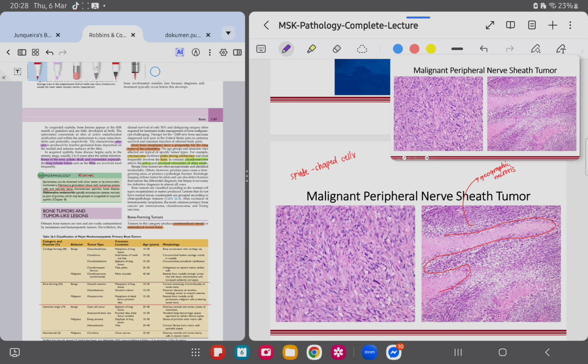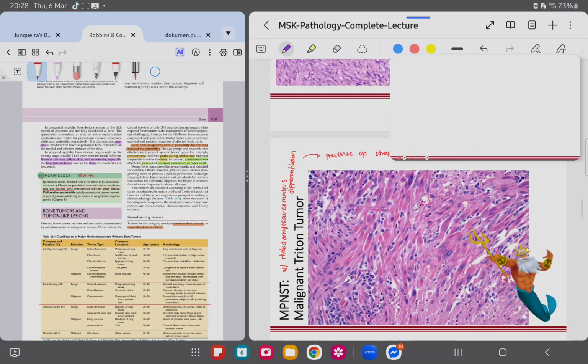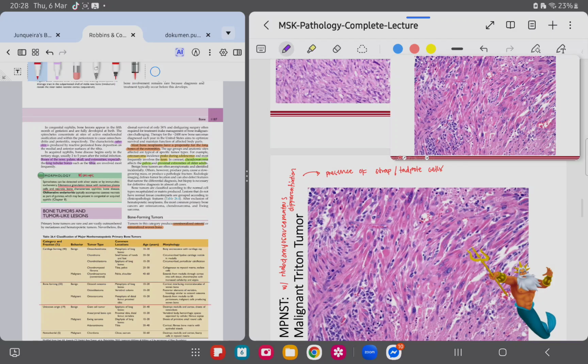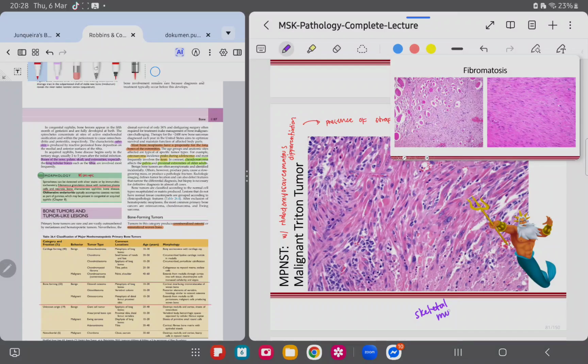And of course, I have shown you this, your malignant triton tumor. And probably you might recall that I briefly touched on the IHCs. And definitely your malignant triton tumor is the one that exhibits skeletal muscle differentiation and will be positive for muscle markers, for skeletal muscle markers such as your desmin, myogenin, and MyoD1.